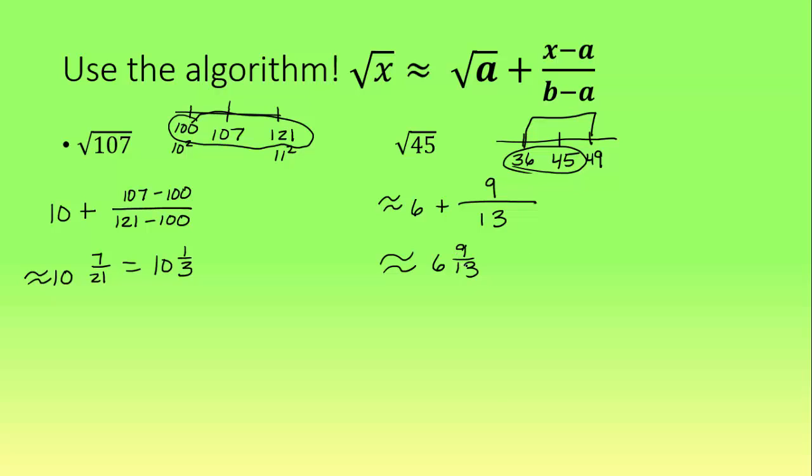Let's see how close it is. So 6 and 9/13, if you work it out on a calculator, you get something like 6.6923. Square root of 45, if you do that on a calculator, you get 6.7082, and it's irrational, so it's never going to terminate or repeat. Those are pretty close in value, and that's how that technique works.